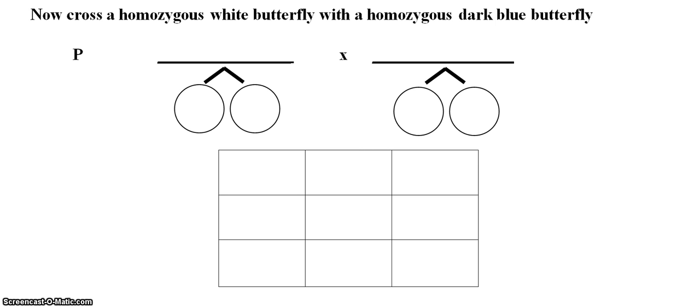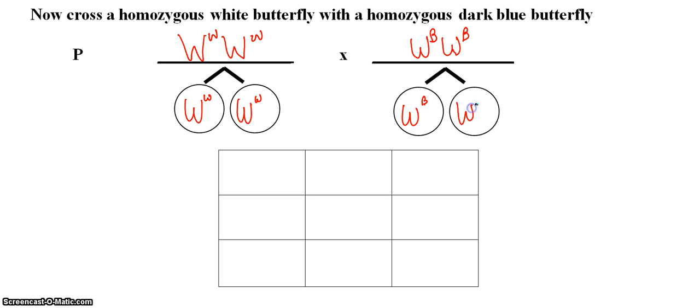Alright, so our P generation, remember our pure parental generation, it's homozygous white, so both alleles have to be for white. The dark blue butterfly is homozygous, both alleles are for blue. So we write it that way. We're still going to show what type of sex cells they can make because they're both the same. The white butterfly can only make W^W, and the blue butterfly can only make W^B, W^B.